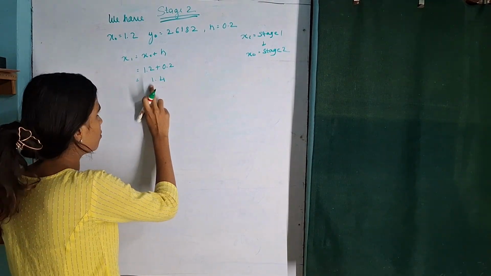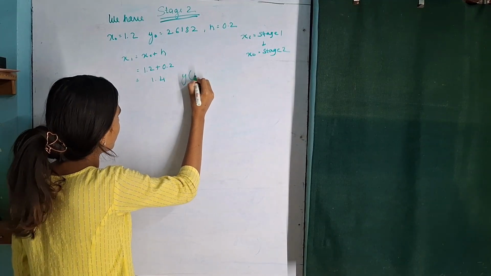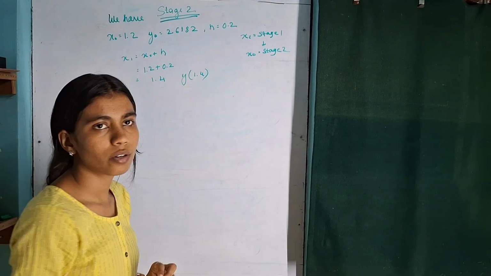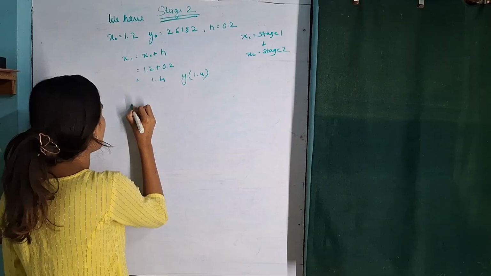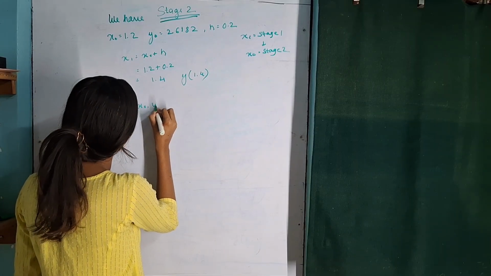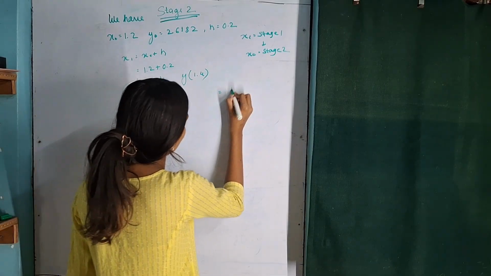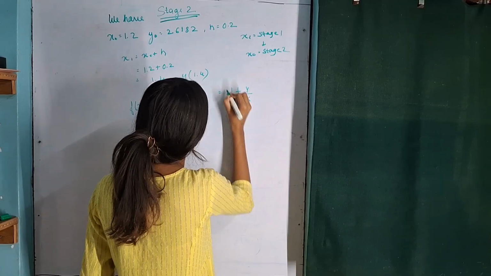So now you have 1.4, that means you will get the answer for y of 1.4. First, what are we going to do? First we are going to find the value of f of x0, y0. What is your f? 1 plus y by x. Put this in your calculator.